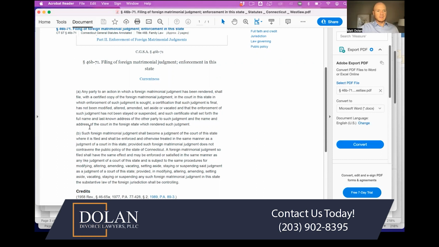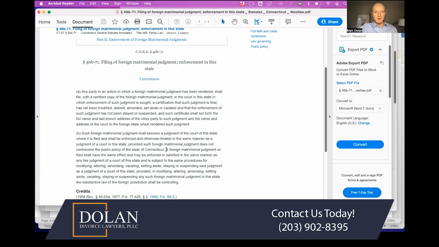It then goes on to say that such foreign matrimonial judgment shall become a judgment of the court of this state where it is filed, and shall be enforced and otherwise treated in the same manner as a judgment of a court in this state, provided such foreign matrimonial judgment does not contravene the public policy of the state of Connecticut. And that rarely happens, that a foreign order is against the public policy of Connecticut.